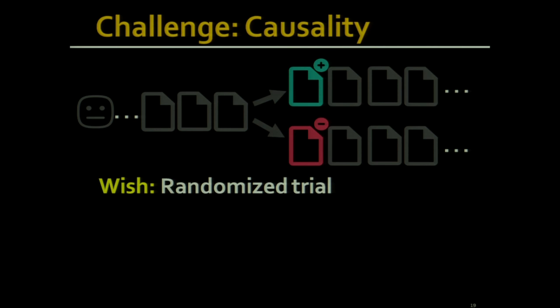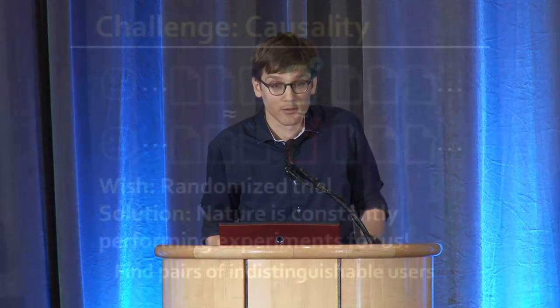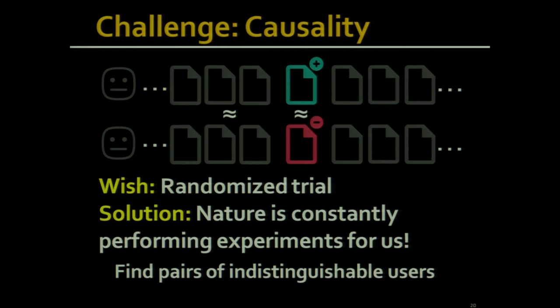And really, to answer this question, we'd like to have a causal model, right? We'd like to know what is the effect of this evaluation. And what we would like to do is do a randomized trial. But that we cannot really do. But what we can do is exploit nature. Nature is doing randomized trials all the time for us.